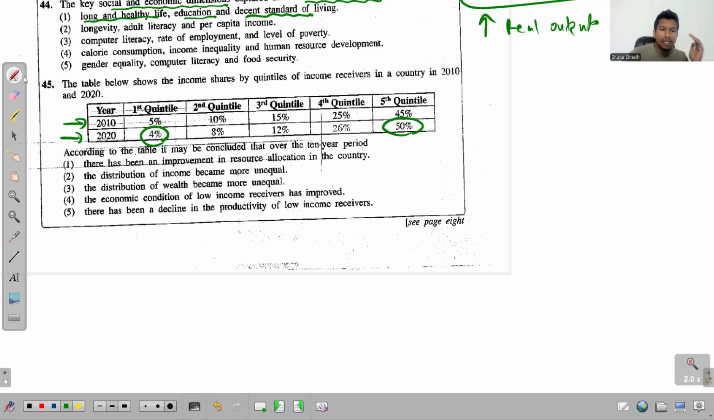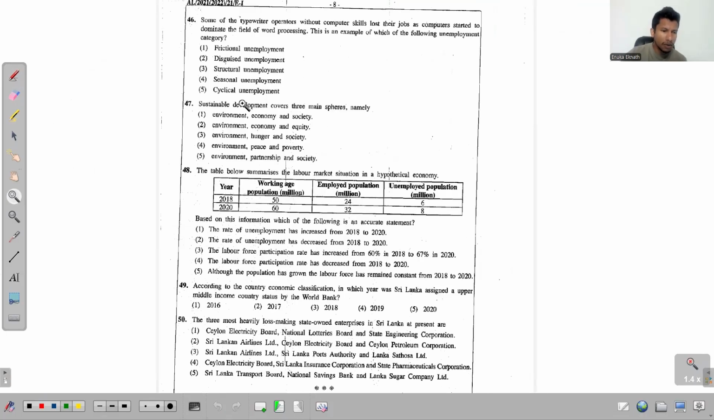See that now, the disparity has widened. Disparity has increased. Okay, that is what has happened. So what's the answer then? There has been an improvement in resource allocation in the country. No, it's the total opposite. The distribution of income became more unequal, 100% true. So that is the answer, and no point of discussing the other options for this question because the answer is very much clear. Right, let's move to this question 46 now.